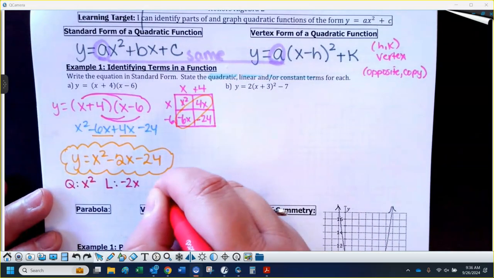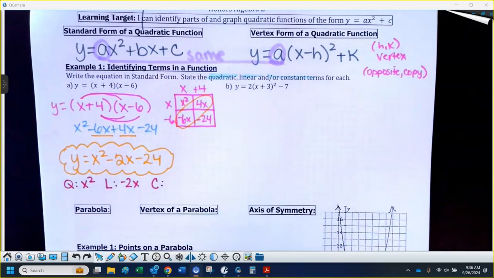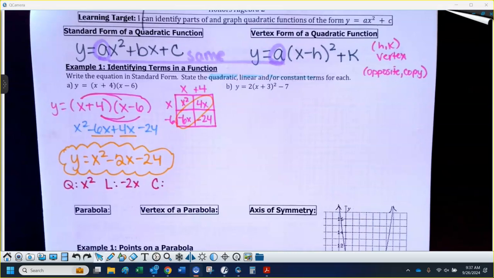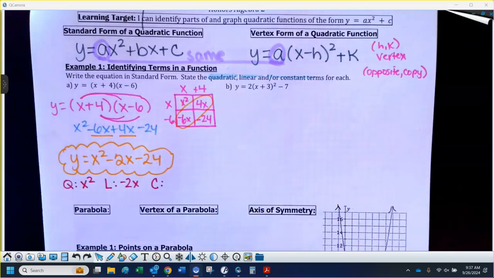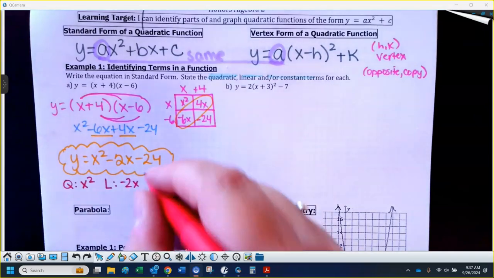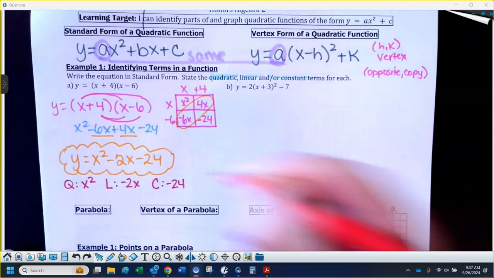Exactly. And then if they ask for a constant, do you know, in general, what are you looking for if you're looking for a constant? Does anybody know what constant means for math? Yeah. It's just a number without a variable, yeah. So it stays the same. Constant is just a plain number. So the plain number there is negative 24. And that's all you have to do.